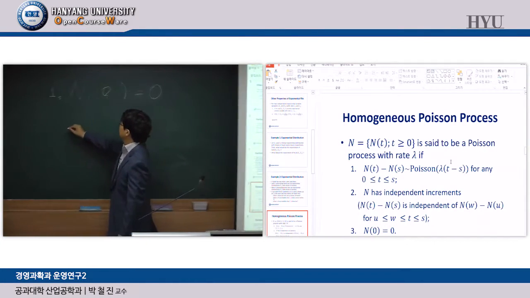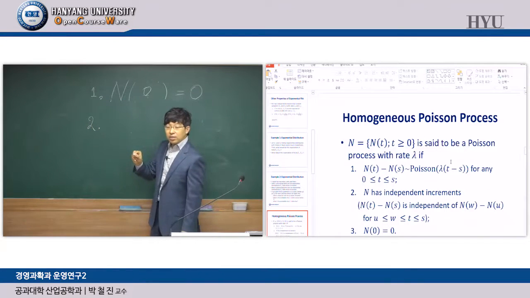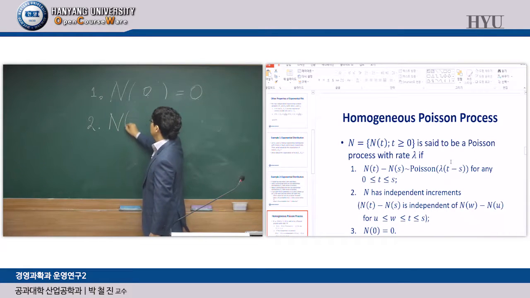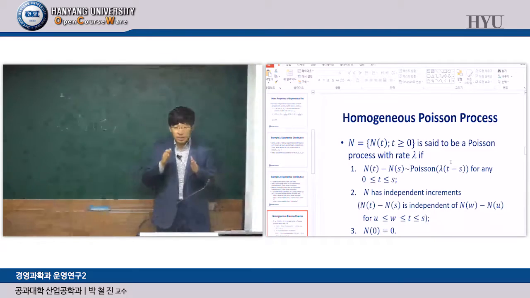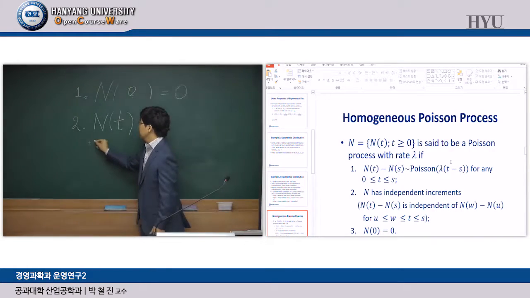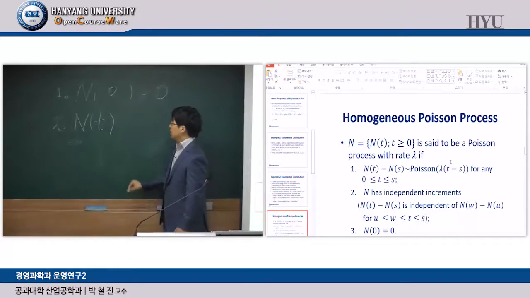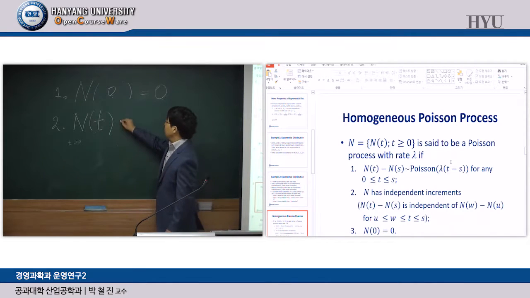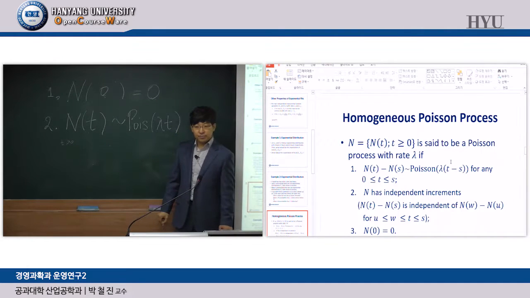Second, when we consider a positive value t, t greater than 0, a real number, N of t means the number of events occurring from 0 to t. This is actually a random variable, and it follows a Poisson random variable with rate lambda times t.